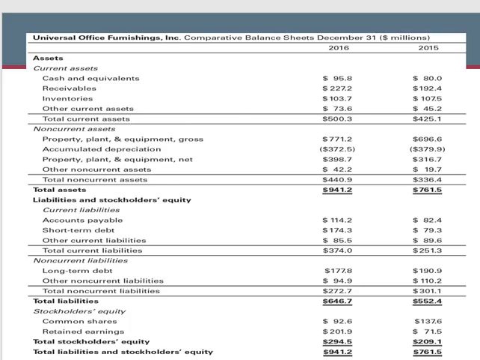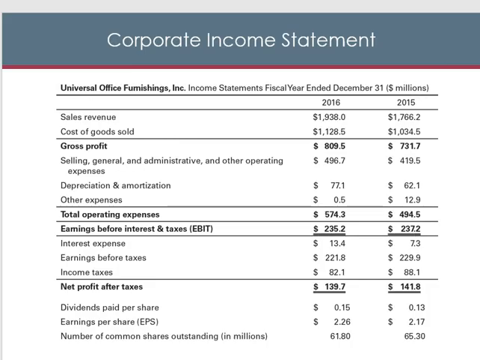The company that I'll be using for my illustration here would be Universal Office Furnishings. And we'll look at the 2016-2015 balance sheet and the 2016-2015 income statement for Universal Office Furnishings when we go through our ratio analysis here.